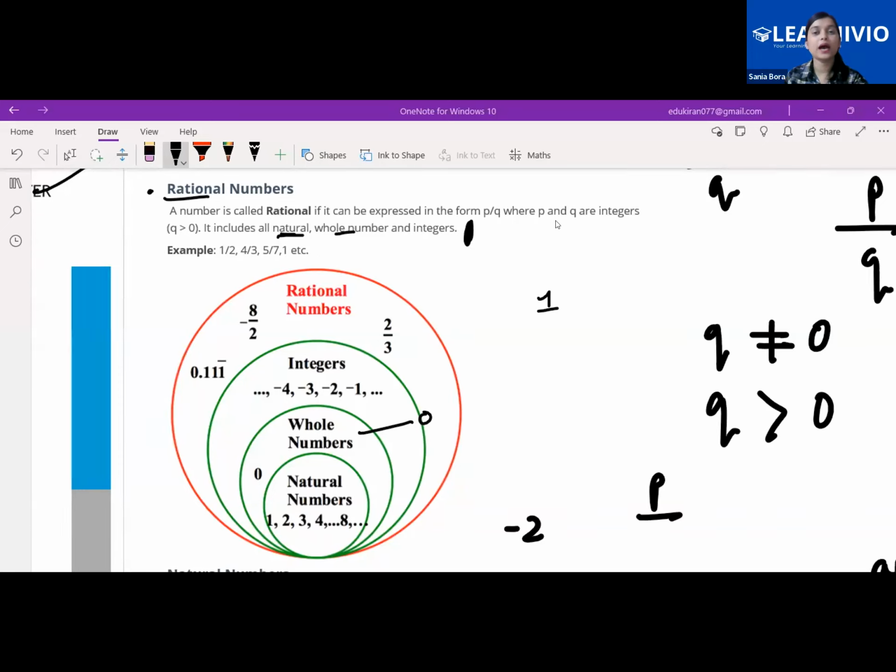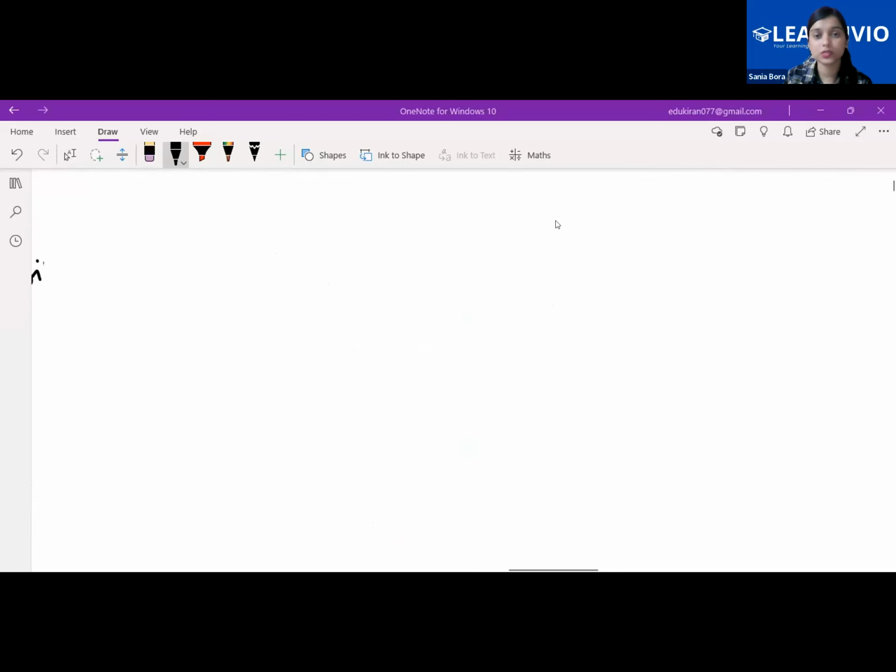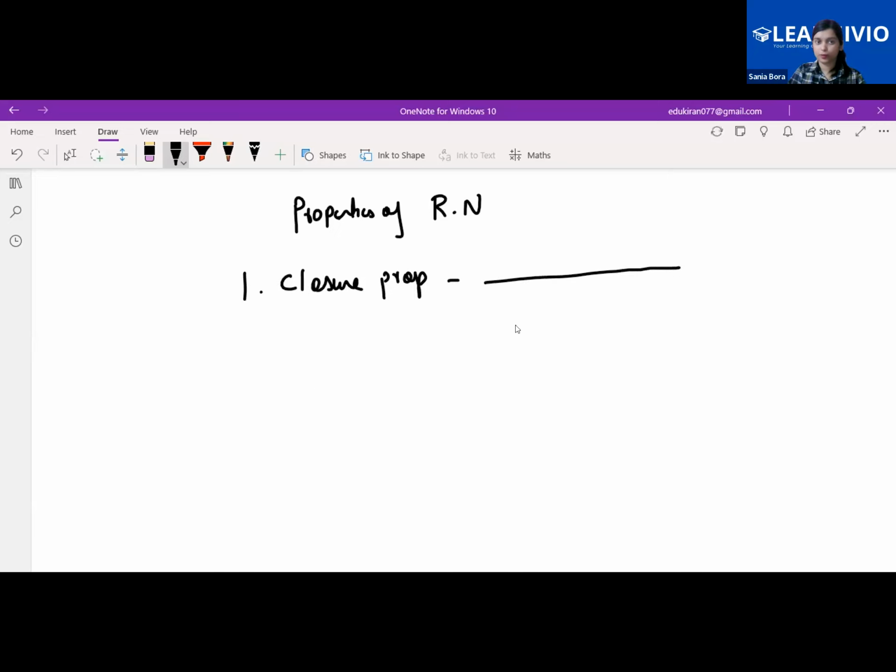Okay. Now, students, we are going to discuss the properties. Listen very carefully to how you are going to make the notes and how you are going to learn that. First, you will put the heading: Properties of Rn, which is rational. Then first, we will discuss the closure property. You will write the definition of closure property.